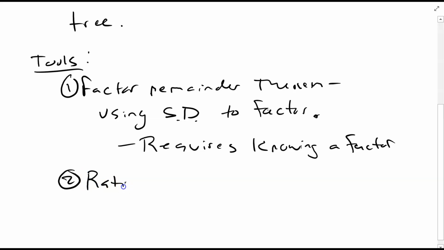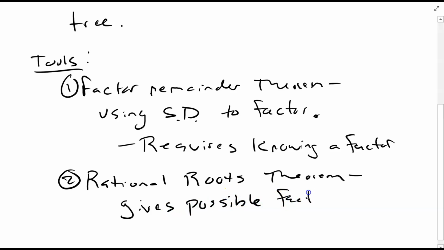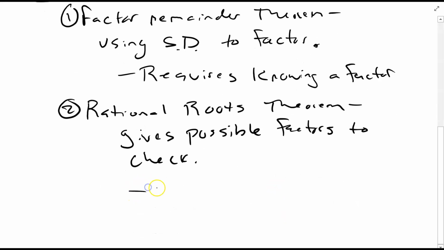Yesterday we talked about the rational roots theorem. And what this allows us to do is it gives us possible factors to check. The drawback here is it's possibly still a long list of factors.